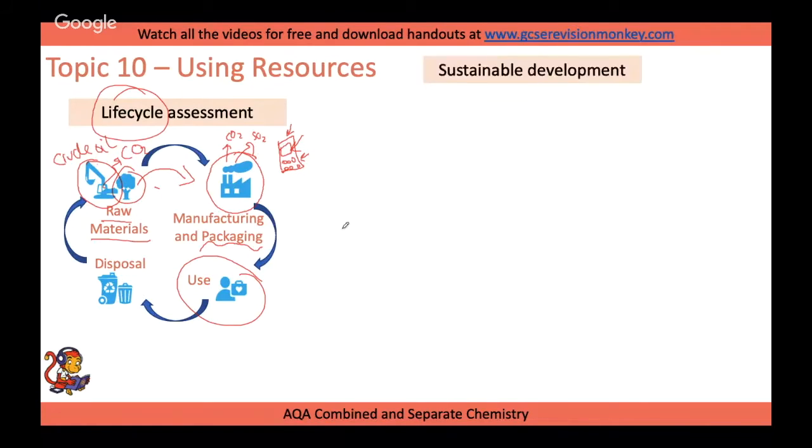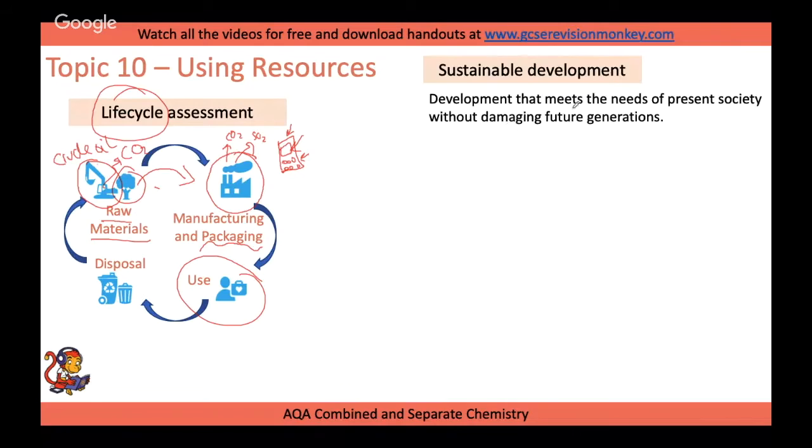Sustainable development is linking into the resources that we're using, because it is the development that meets the needs of the present society without damaging future generations. You can imagine a tick box type thing in the foundation for this. So basically it means making sure that we're not digging up and mining the whole planet, chopping down all the trees and ruining it for future generations. We need to be sustainable.